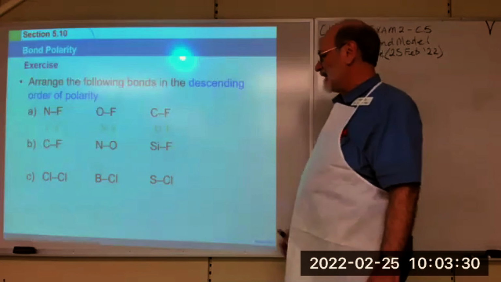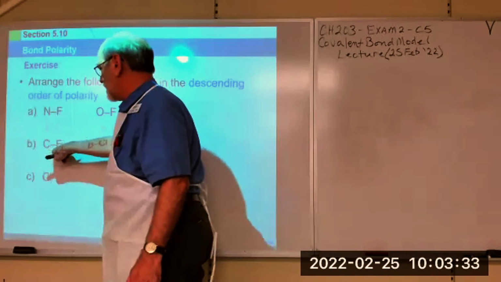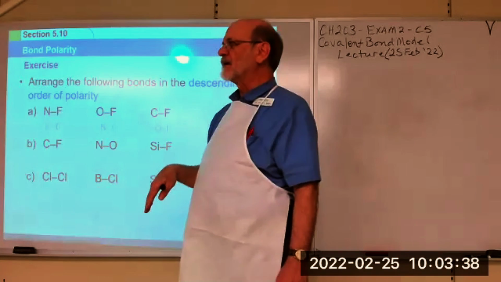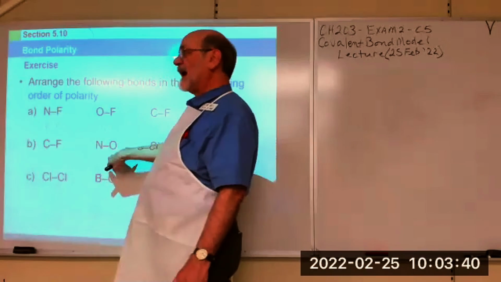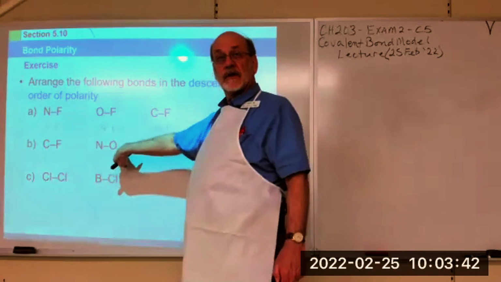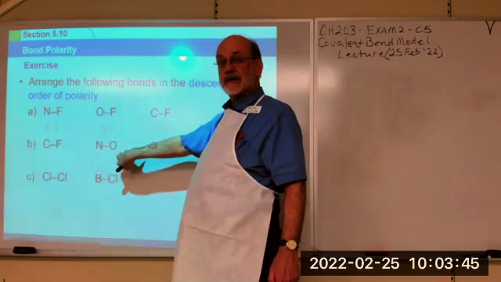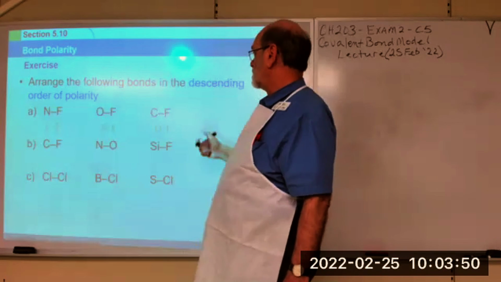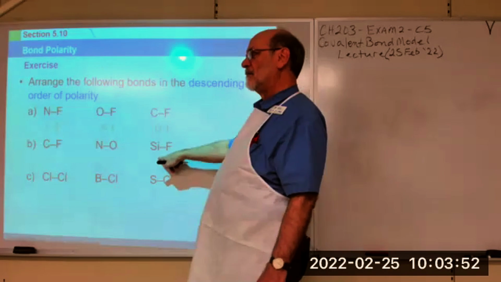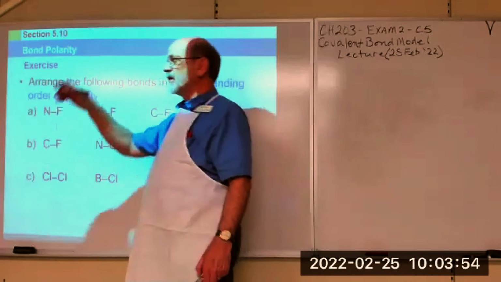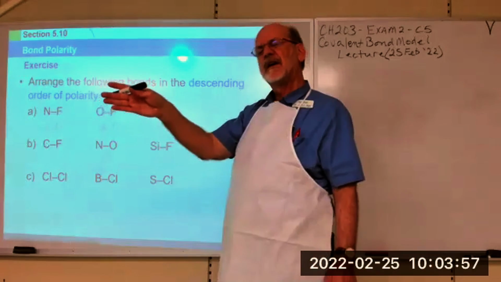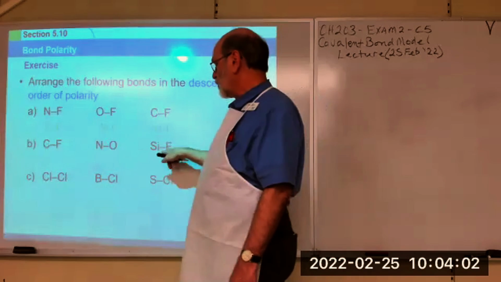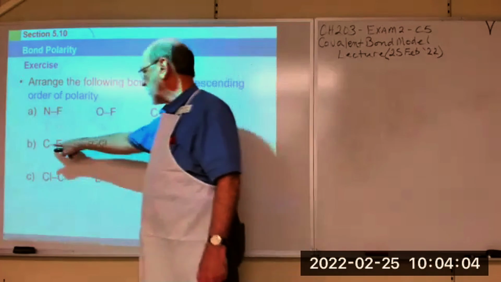Okay. And these we have to look at the difference between these two atoms. Carbon and fluorine are pretty far apart. Nitrogen and oxygen are very close together, so they're not going to have much of a polar bond, if any. And silicon and fluorine are even further away than carbon, because silicon is in the carbon group, but it's down below it. So that, remember, lower left to upper right. So this one would be the most polar, then this one, and then that one.